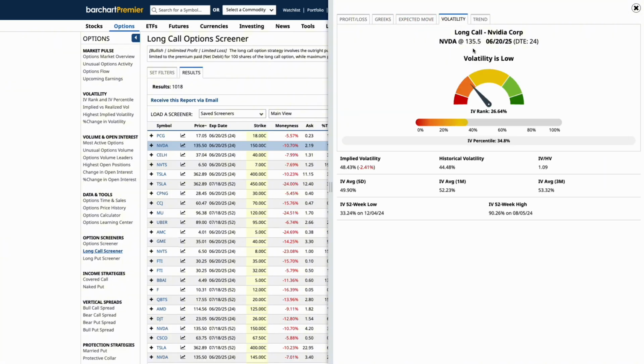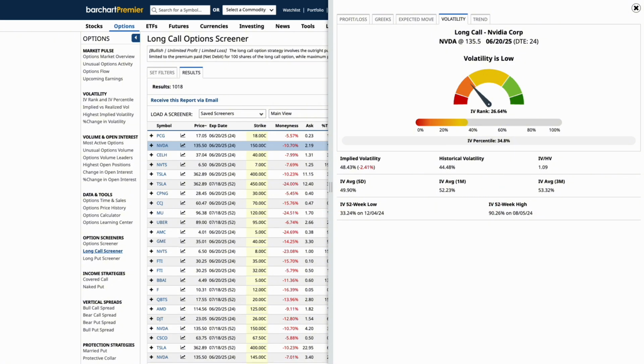This tab answers a simple but critical question. Is volatility high or low right now? And is it rising or falling? Here's what's included. Implied volatility rank, scored from very low to very high. And the volatility state, Barchart tells you if IV is rising or falling. IV percentile plot shows how today's IV compares to the past 52 weeks. Then, detailed stats like implied volatility versus historical volatility. The 5-day, 1-month, and 3-month averages, plus 52-week high and lows.